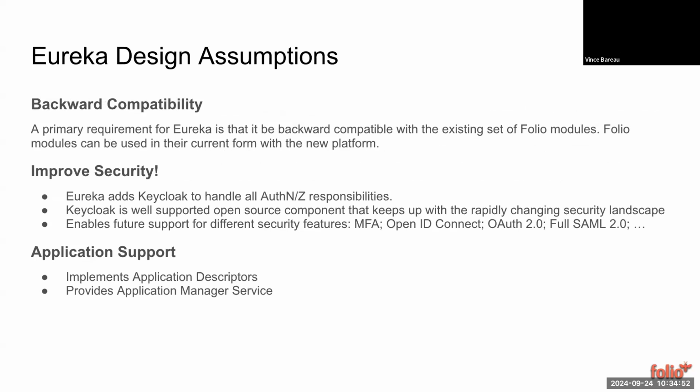When we set off to do the Eureka design, we had a couple of priorities to ensure. The first one is backward compatibility. We're focusing on the core of the platform. We're not trying to redo all of Folio, where all the value of the project really is in the applications that are specialized for library needs. So Eureka has to be, and had to be, compatible with the existing modules. You could take the modules and drop them into the Eureka platform and they would work just fine.